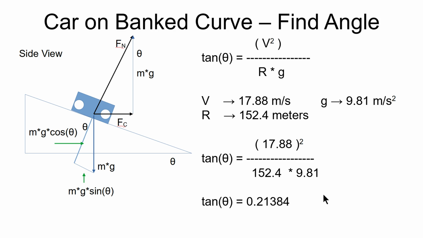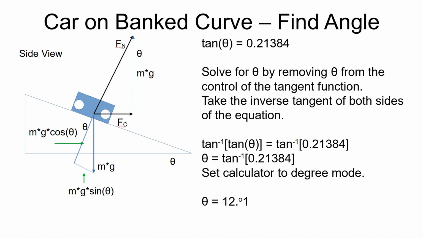The problem asks for the value of theta. We have tangent theta. Well, how do we get the theta? We somehow have to remove theta from the influence of this tangent function. The way to do that is to apply inverse tangent to both sides of the equation. Again, tan with a -1 power. This is not a -1 power. It's inverse tangent. This is the symbol for inverse tangent, arctangent. So inverse tangent of tangent. These are inverse functions of each other, so we just get theta on the left side. On the right side, we have inverse tangent of 0.21384.